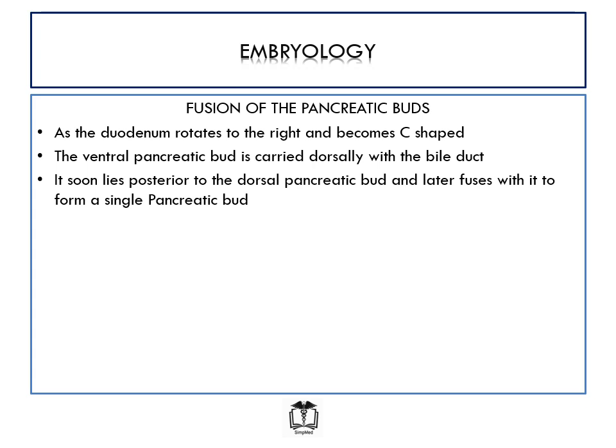That C-shaped structure accounts for the C-shaped pattern of the duodenum on the head of the pancreas. As the duodenum is rotating during embryology, the ventral pancreatic bud would also rotate alongside the duodenum, and it is carried dorsally together with the bile duct, and then it runs all the way to the back to fuse with the dorsal pancreatic bud. And that fusion will give rise to a single pancreatic bud that will further develop into the adult structure.